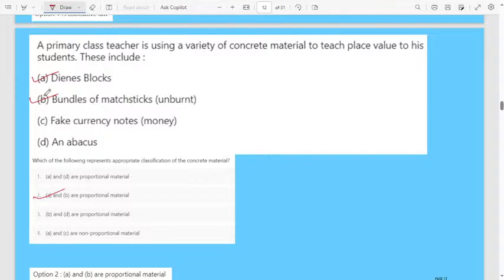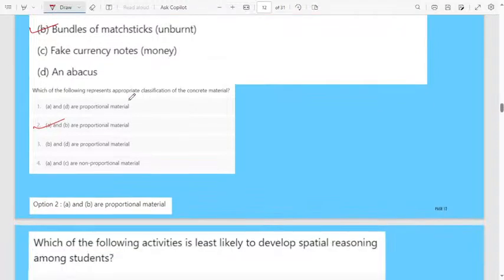A primary class teacher is using a variety of concrete material to teach place value. These include dice, blocks, and also bundles of matchsticks. That will help to teach the place values for lower classes.